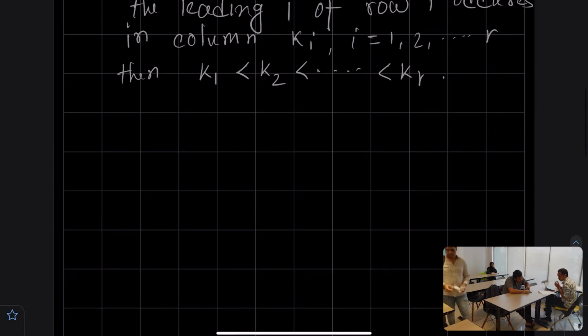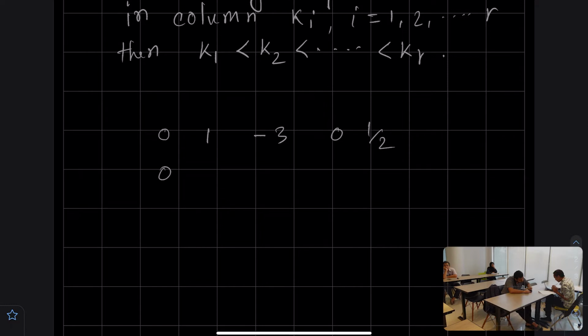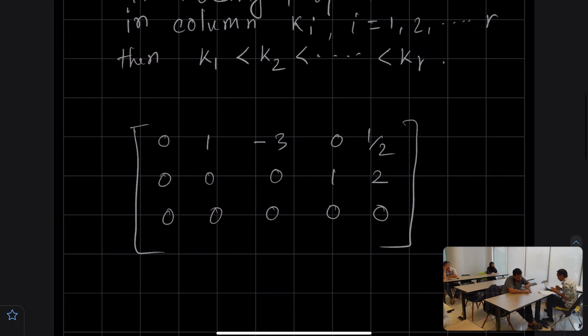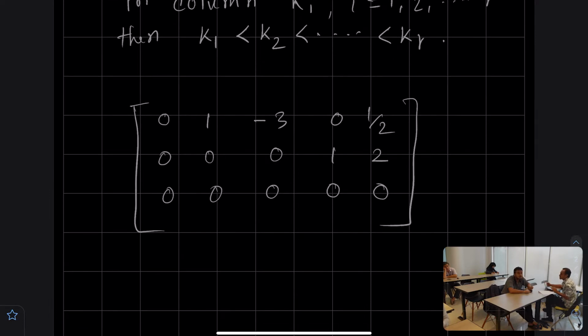Okay, then let us consider another example: 0, 1, minus 3, 0, half; 0, 0, 0, 1, 2; 0, 0, 0, 0, 0. Now let us compare the definition with this example. So the first condition is R has to be a row reduced matrix. Is this matrix a row reduced matrix?